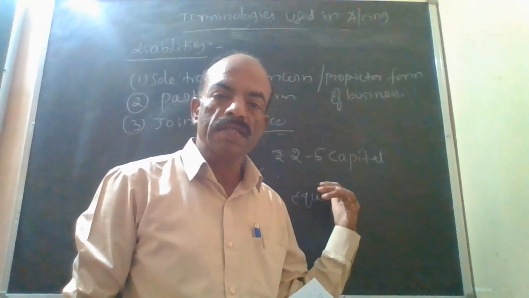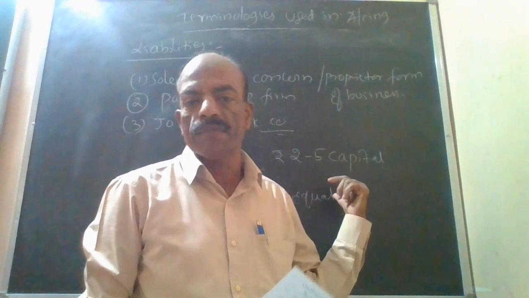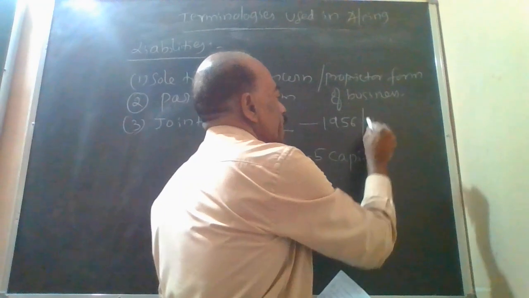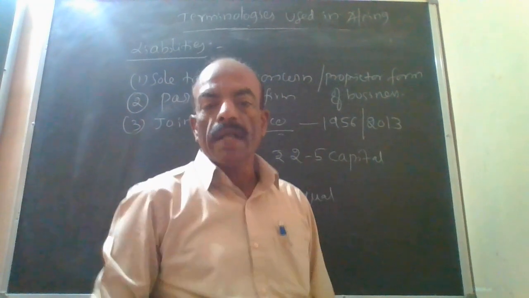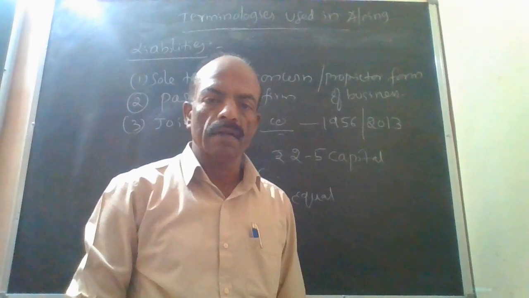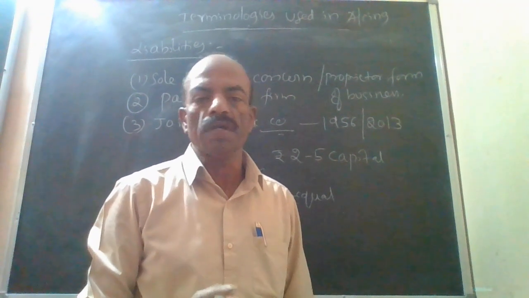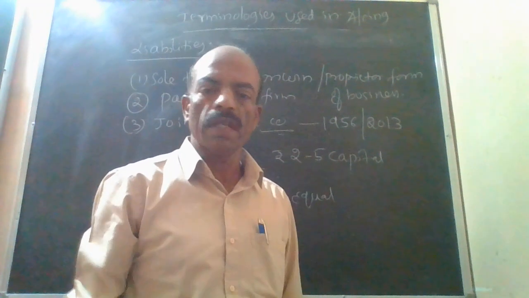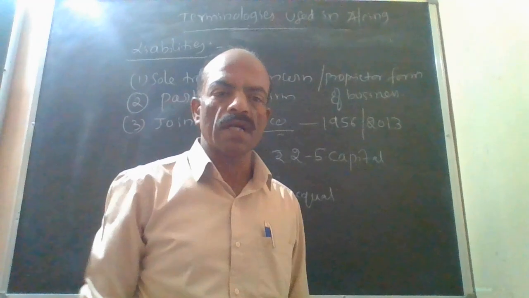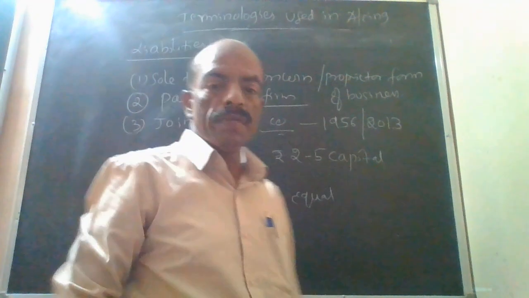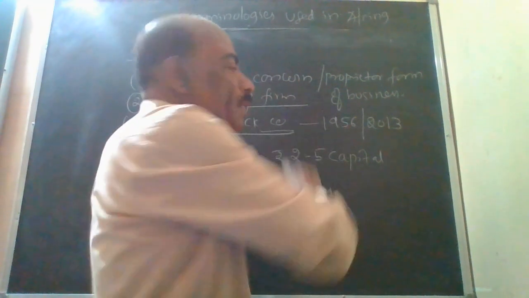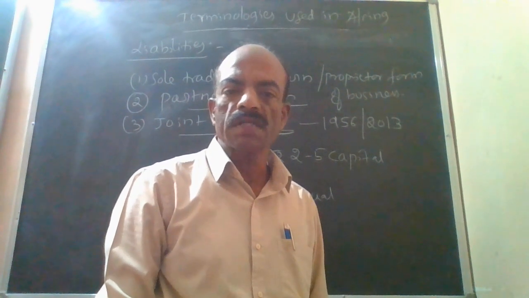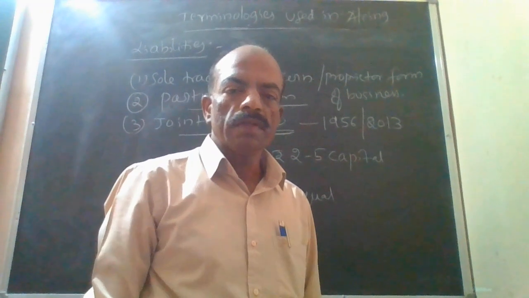A joint stock company is a company registered under the Companies Act 1956 or 2013. Here we have to follow strict rules and regulations. But in the case of a sole trading concern, a license is enough; they can get a license and start. In the case of a partnership firm, a partnership deed is required. In the case of a joint stock company, we have to follow the strict rules and regulations mentioned by the Companies Act 1956.